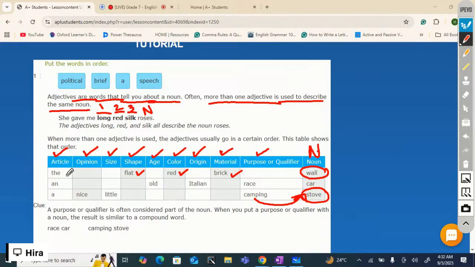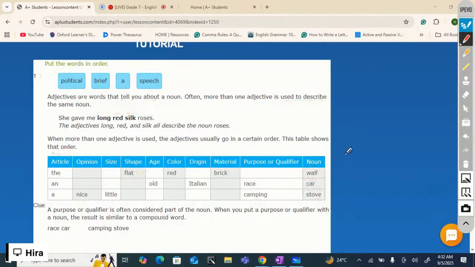Let me repeat. First comes article, then opinion, then size, shape, age, color, origin, material, purpose or qualifier, and then the noun. Let's see if you can remember or not.